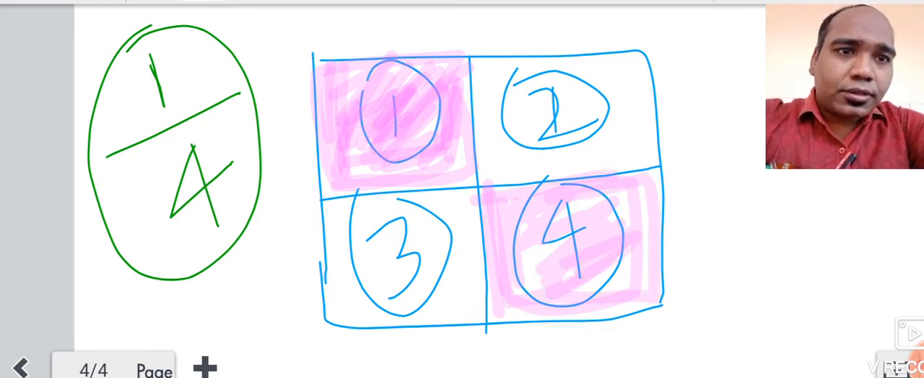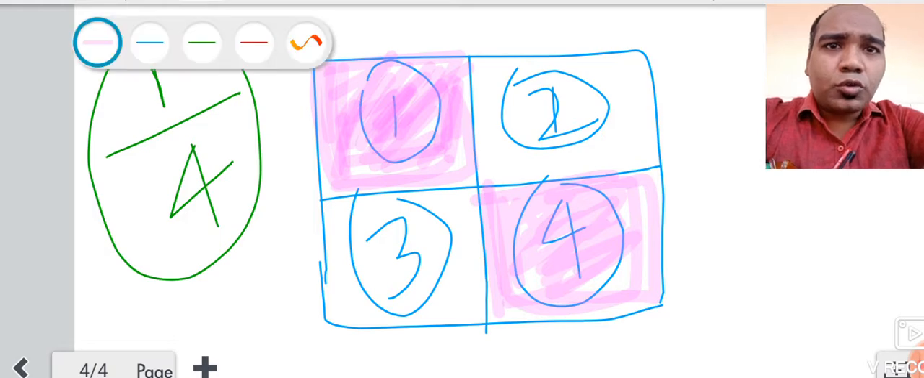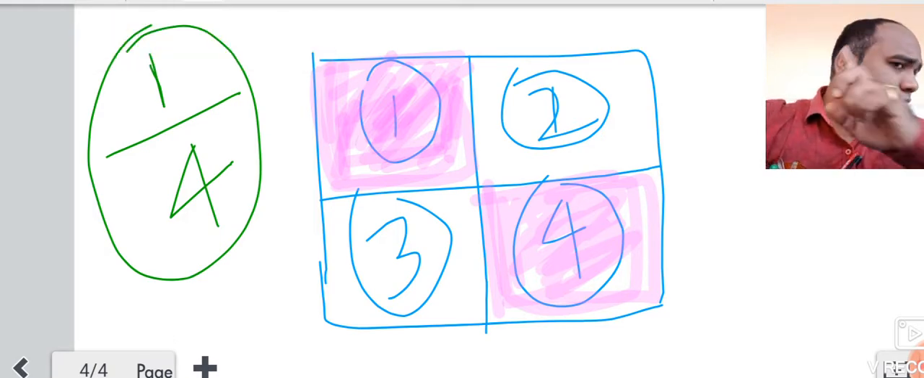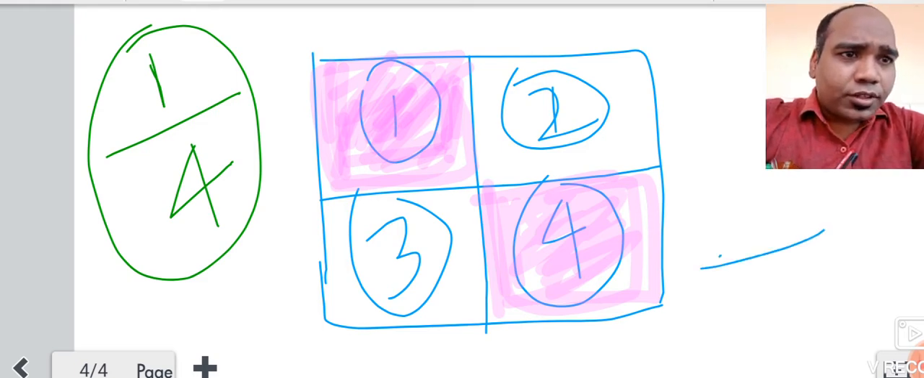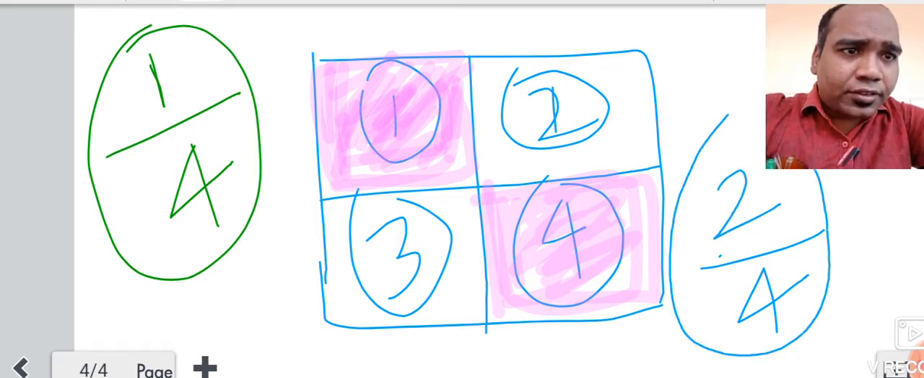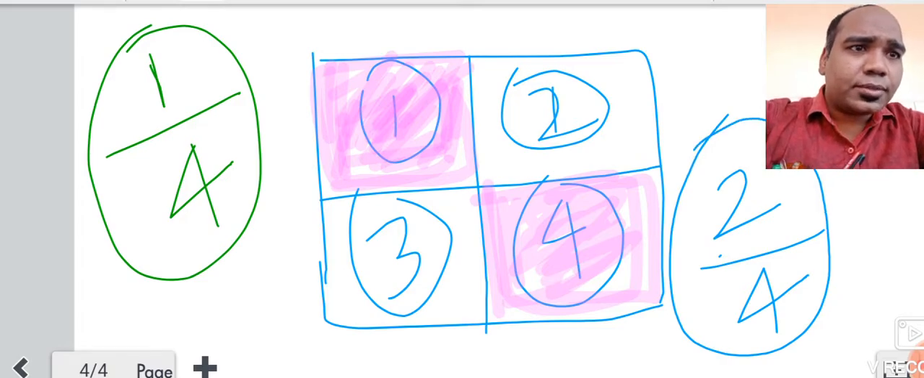If I shade one more part, look here, this part also I am shading. Okay. Now total how many parts have I shaded? Total 2 parts I have shaded. So for this one how will I write? Total 4 parts are there. Out of those 4 parts, 2 parts I have shaded. So 2 by 4. In fraction we'll write like this.